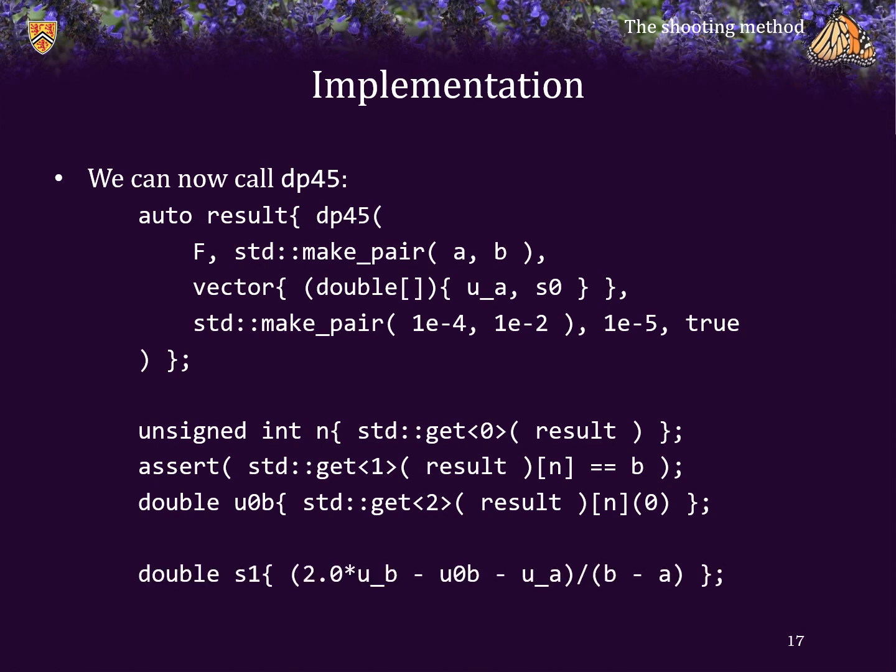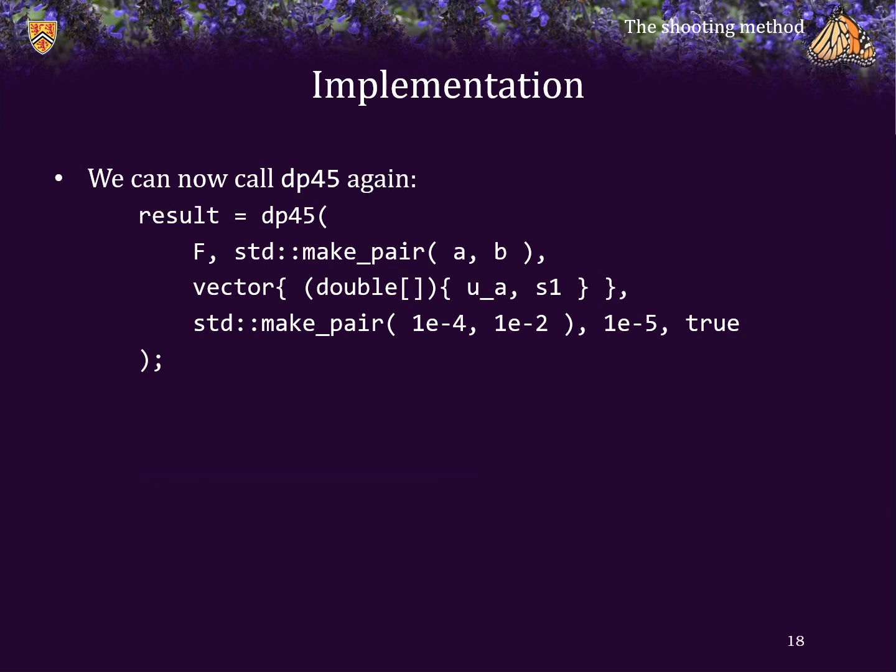Well, now we can calculate the value of s1. So we either overshot or undershot. It's almost certain that we did not hit u sub b exactly. So once again, we will calculate the next slope using the previous formula. So if we overshot by a certain amount, then we will try aiming a little bit lower. If we undershot, we will aim higher.